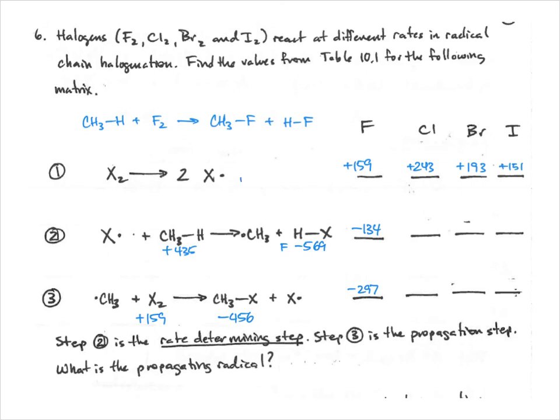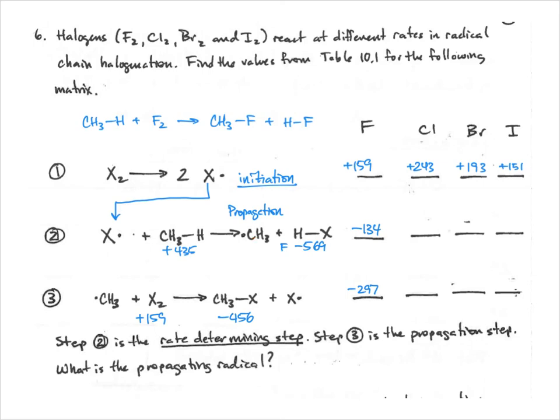This is called an initiation. We are initiating a chain reaction. This X radical then comes down here into step 2, and it kicks off a propagation. The X radical abstracts a hydrogen. You generate methyl radical plus this. This is a neutral inactive species now.